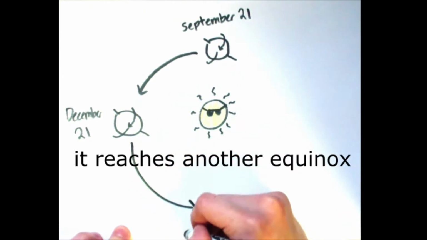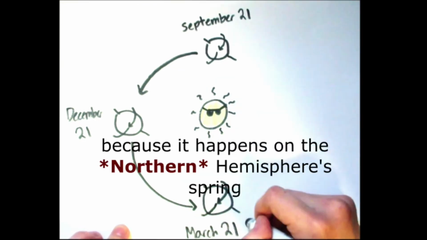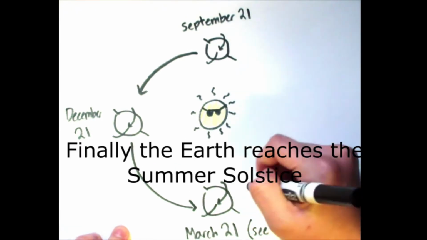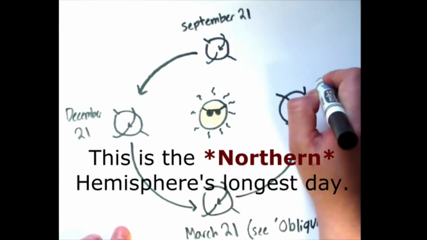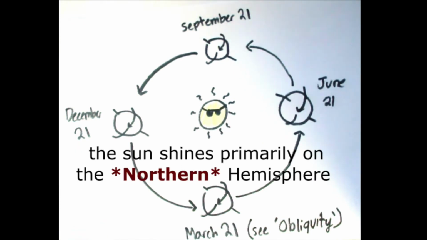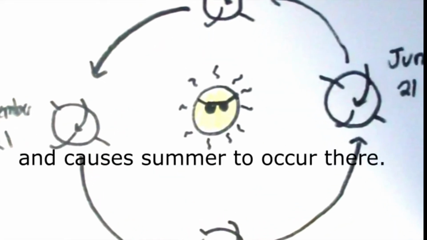As the Earth continues, it reaches another equinox on March 21st. This is called the vernal equinox because it happens on the American hemisphere's spring, and spring doesn't sound as fancy as vernal. Finally, the Earth reaches the summer solstice for the American hemisphere on June 21st. This is the American hemisphere's longest day. As you can see, during this quarter of the Earth's orbit, the Sun shines primarily on the American hemisphere and causes summer to occur there.